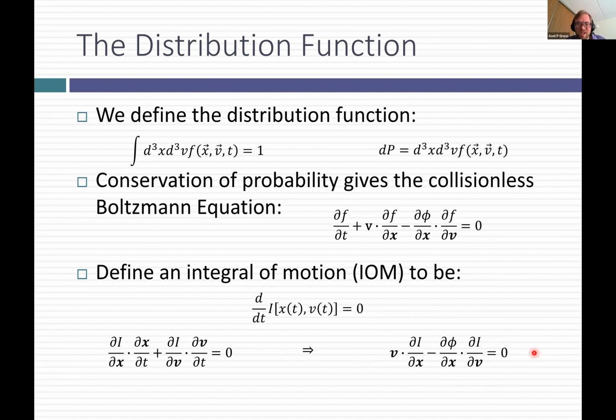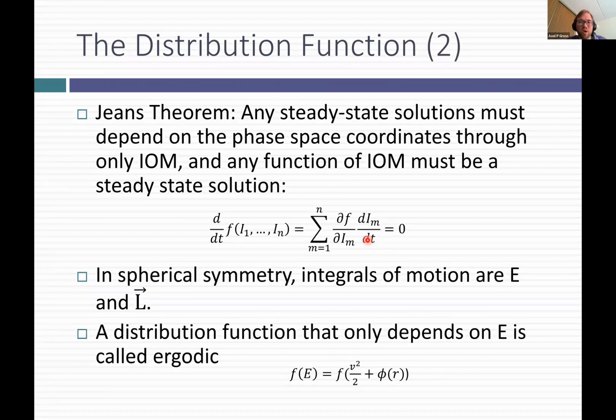And if you look at this, you can identify it as exactly the same as the second term of this expression, which basically says that an integral of motion is a solution to the collisionless Boltzmann equation, and therefore your distribution function is an integral of motion if it's a steady state distribution function. This fact was first pointed out by Jeans in 1915: any steady state solution of your distribution function must depend on these phase space coordinates only through your integrals of motion and functions of your integrals of motion. You can show that if you build any arbitrary function of your integrals of motion, it's a solution. It's simple to do. It's just two steps of math right here.